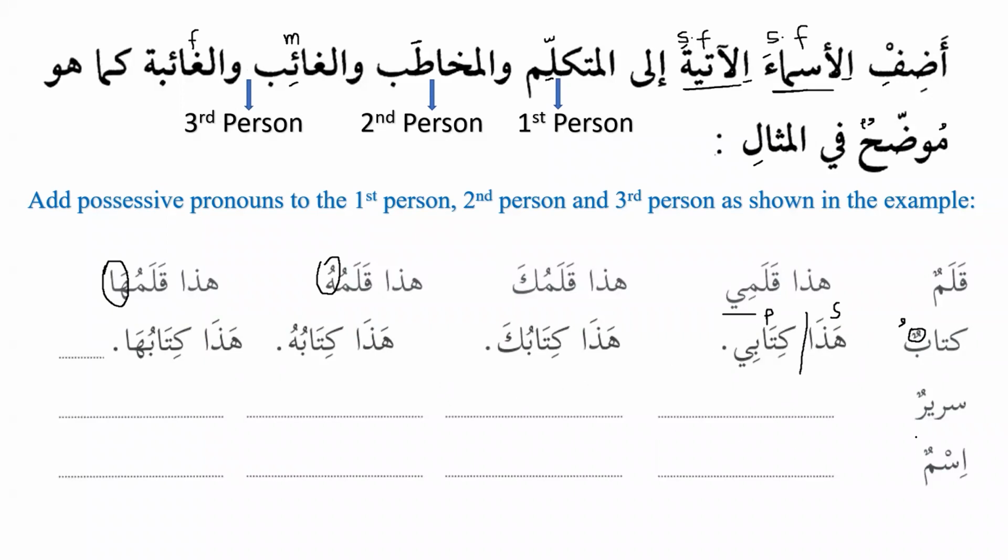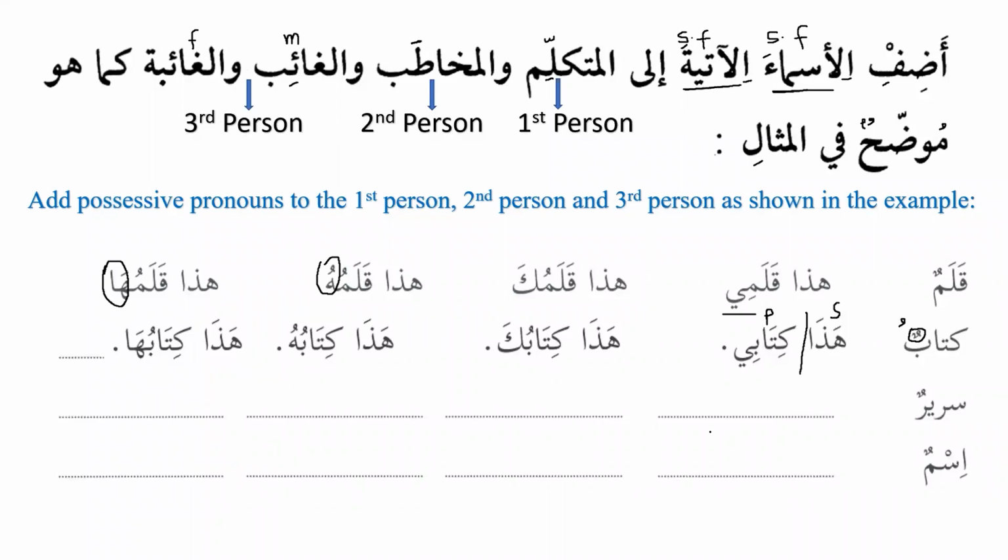Sarirun, a bed, and you want to say this is my bed. So you will say hadha sariri, and then you want to say this is your bed. Hadha sariruka, and you want to say this is his bed. Hadha sariruhu. And then you want to say this is her bed. So you will say hadha sariruha.